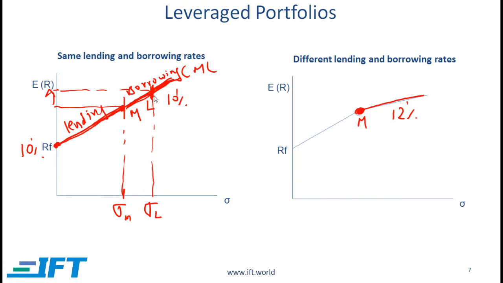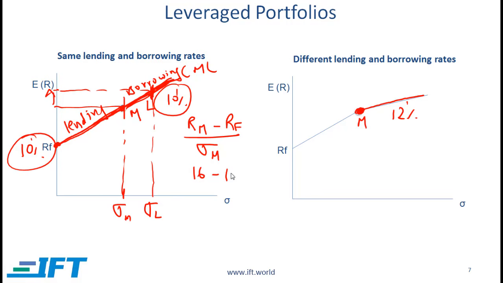You can recall from our previous discussion that the slope is given by the return on the market minus the risk-free rate divided by the standard deviation of the market. And if we use the numbers that we have on the previous example, then the return on the market is 16 minus risk-free rate is 10 divided by 30. This is 6 over 30.